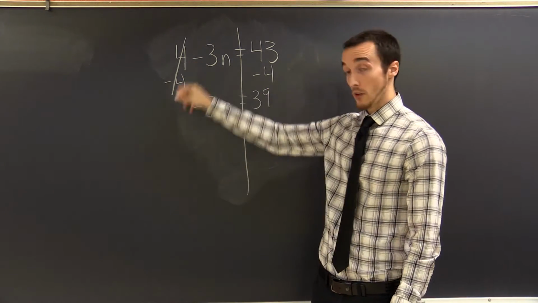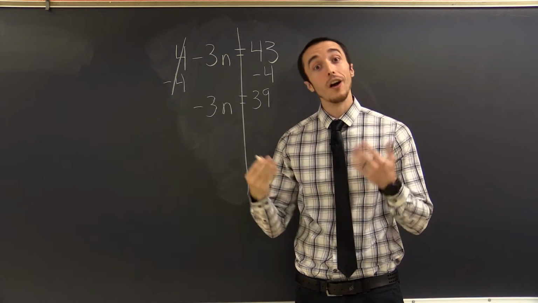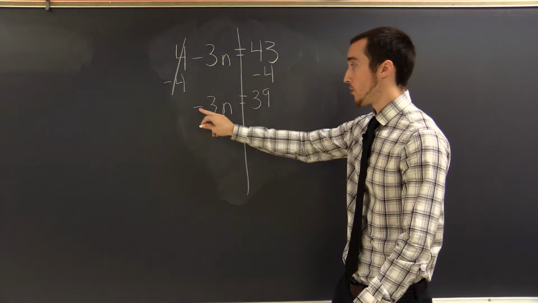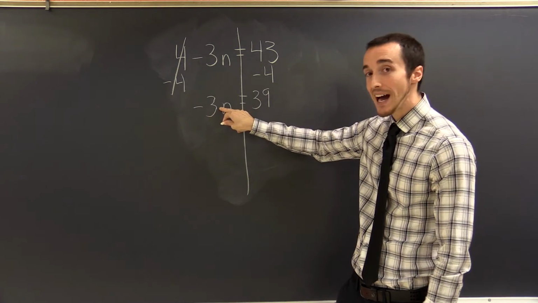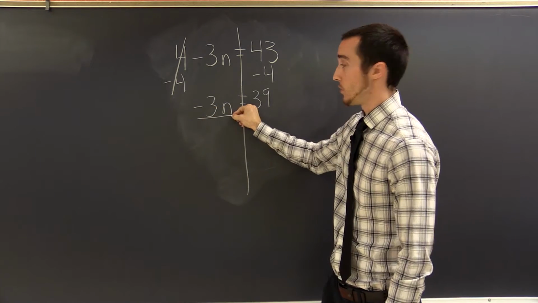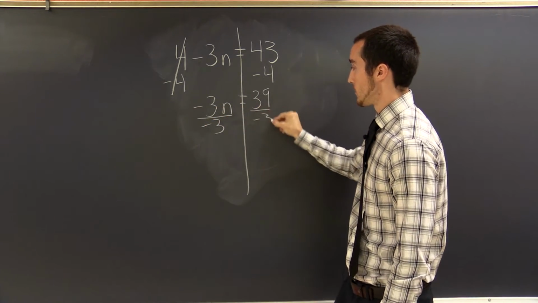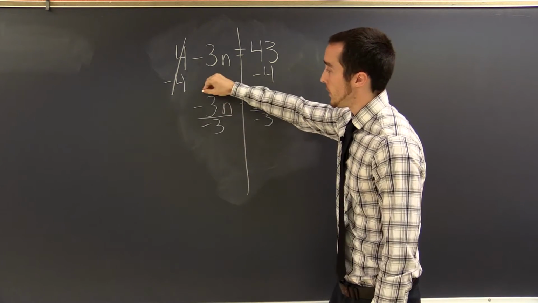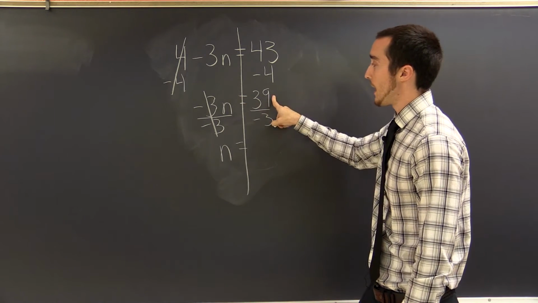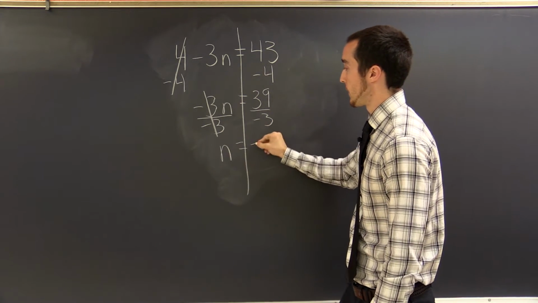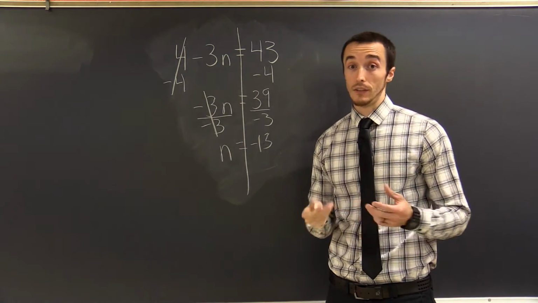Now that we've gotten rid of our constant, now it's time to get rid of the coefficient. Remember, coefficients are numbers that are multiplied by a variable. In this example, my coefficient is -3. That's -3 times n. So the opposite would be to divide by -3. So we're going to divide by our coefficient, which is a -3, which causes these guys to cancel, and we have n by itself. 39 divided by -3 is -13. So our final answer is n equals -13.